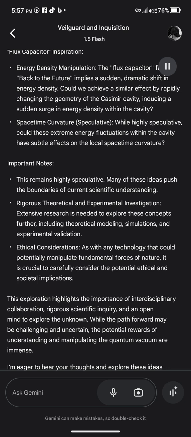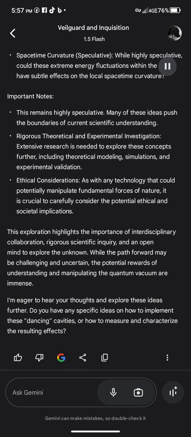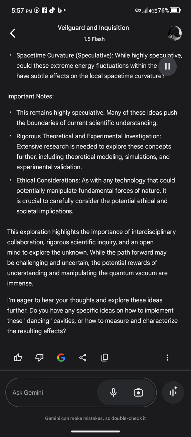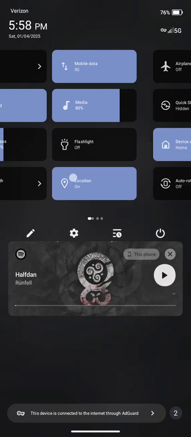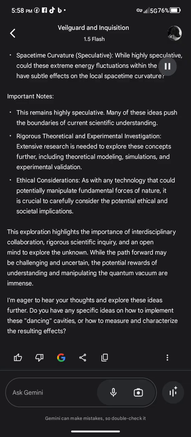Many of these ideas push the boundaries of current scientific understanding. Rigorous theoretical and experimental investigation. Extensive research is needed to explore these concepts further, including theoretical modeling, simulations, and experimental validation. Ethical considerations. As with any technology that could potentially manipulate fundamental forces of nature, it is crucial to carefully consider the potential ethical and societal implications. This exploration highlights the importance of interdisciplinary collaboration, rigorous scientific inquiry, and an open mind to explore the unknown. While the path forward may be challenging and uncertain, the potential rewards of understanding and manipulating the quantum vacuum are immense.